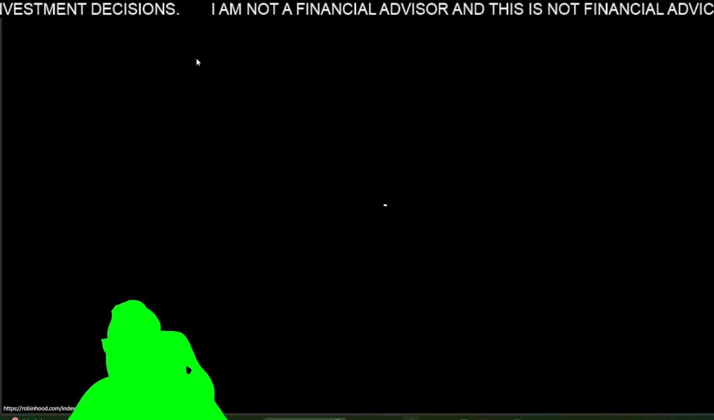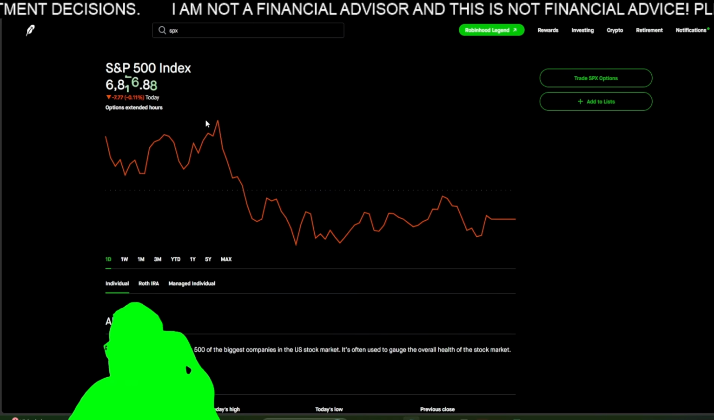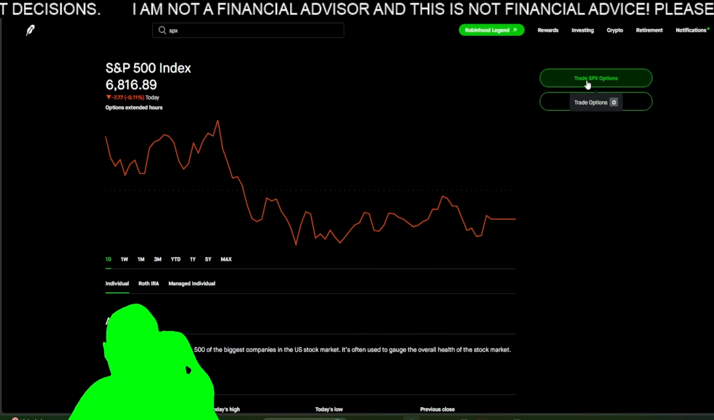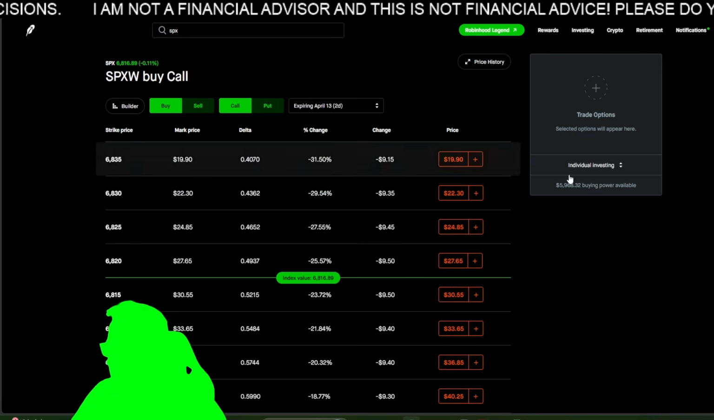Again, what Ann does a lot with is the SPX, the index you see here. This one you can only trade options with, you cannot buy shares. And so that's something to keep in mind as well.